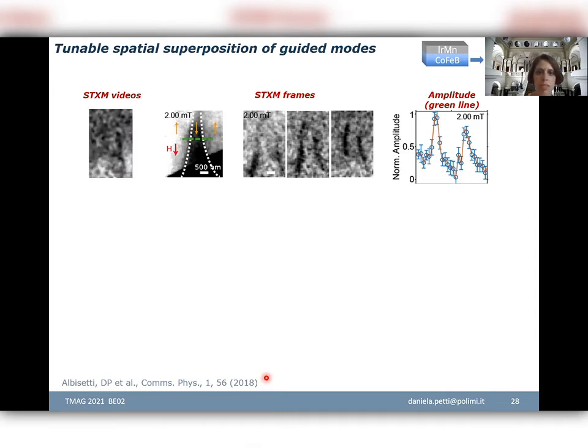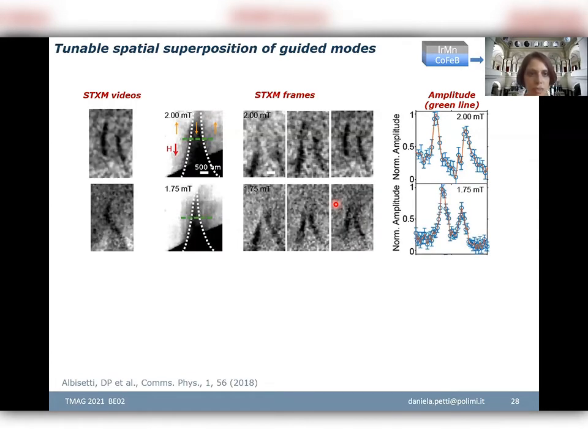And if we have this situation here with 2 millitesla applied, we see that the two domain walls are well separated, as well as the two spin waves here in the movie, which are propagating confined in the walls and not interacting at all. This can also be confirmed by the amplitude of the excitation, which is taken here along this green line and is reported in the right panel.